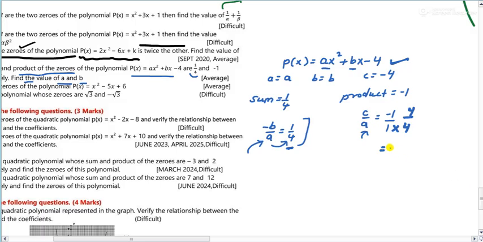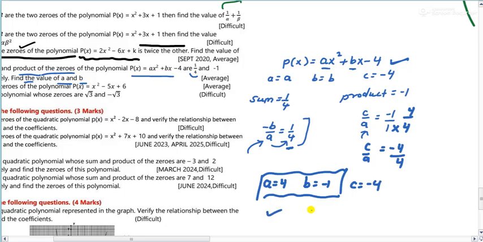So here c by a becomes minus 4 by 4. Are you getting? Yeah, so now as per the data, we got the value of a as 4, b is minus 1, and c is minus 4. So they were asking only a and b. So this is the answer. A is 4 and b is minus 1. Got it? Others? Any doubt? Yeah, it's easy actually.